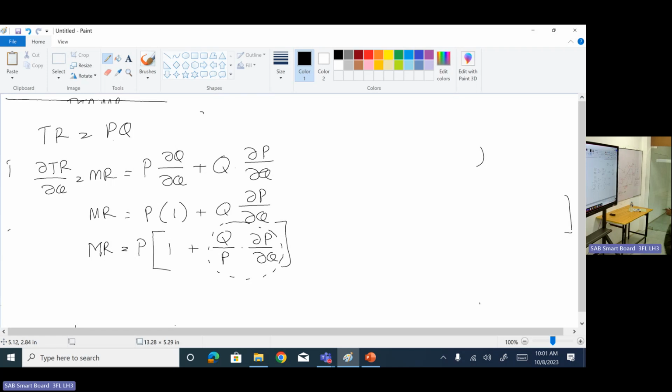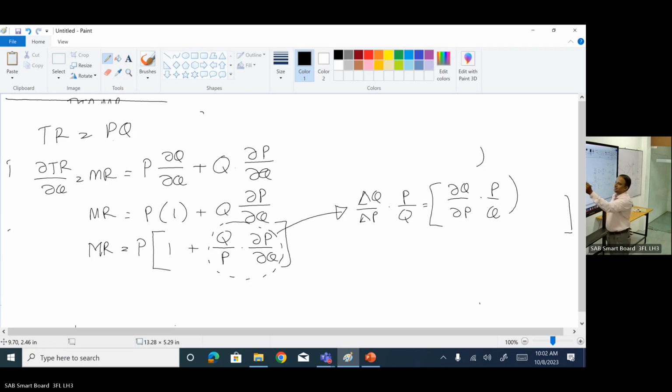What you see here, there is something like delta Q over delta P into P over Q. It's the same thing, right? Now here it's delta P over delta Q, delta Q over delta P, the same thing, but the other way around, right? Q over P, P over Q.